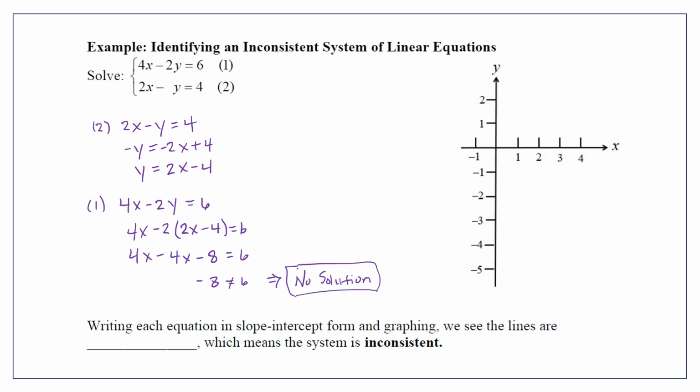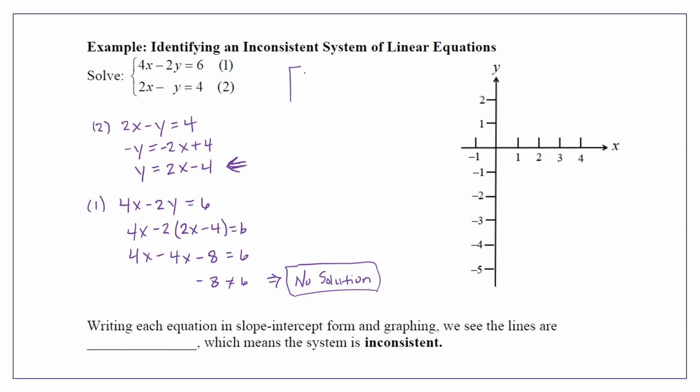Okay. So that's how we would solve it algebraically, where we would get a result that is not true. So graphically, we would find the slope-intercept form of both equations and graph it. So I already know the slope-intercept form for equation number 2 because I found it right here. So now let's find the slope-intercept form for equation number 1.